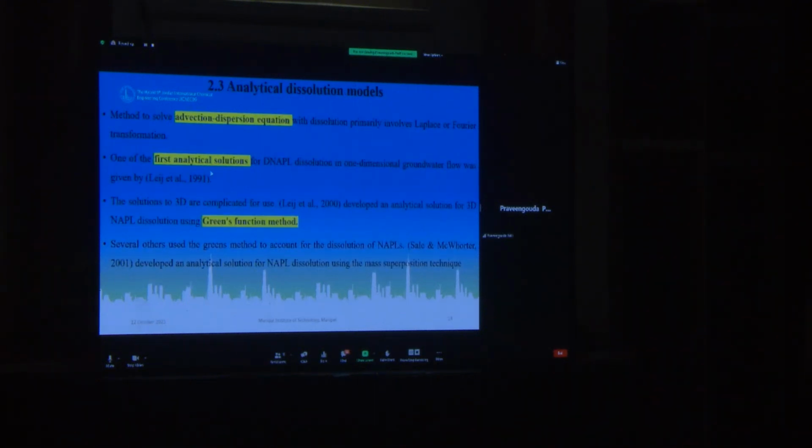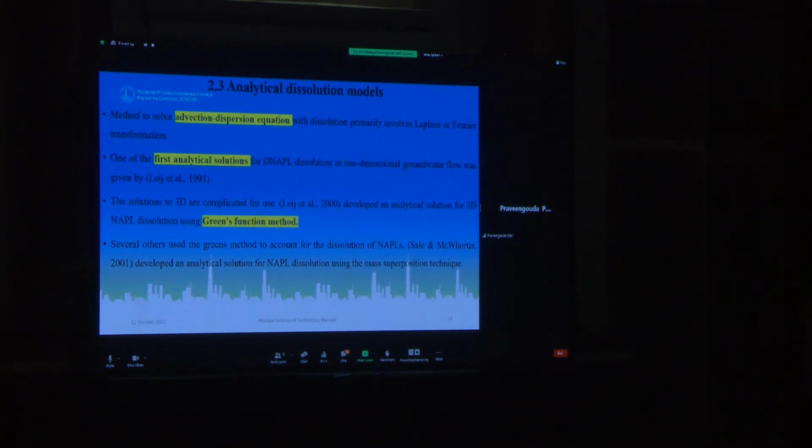Analytical dissolution models. Methods to solve the advection dispersion equation with dissolution primarily involve Laplace or Fourier transformation. One of the first analytical solutions for D-NAPL dissolution in 1D groundwater flow was given by Lee et al. in 1981. The solutions for 3D are complicated to use. Lee et al. in 2000 developed an analytical solution for 3D NAPL dissolution using the Green's function method. Several others used the Green's function method to account for dissolution.